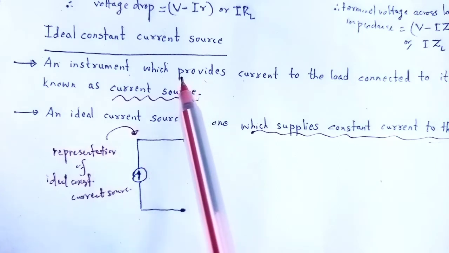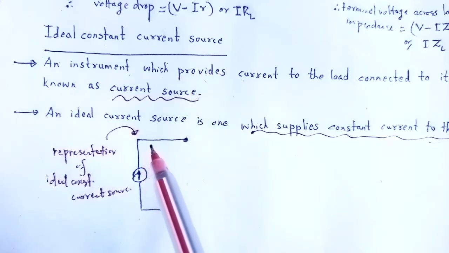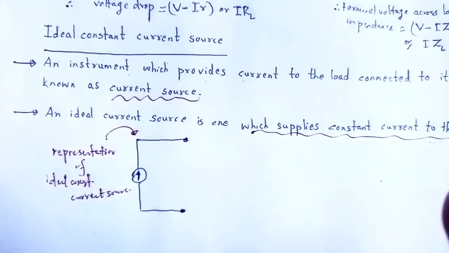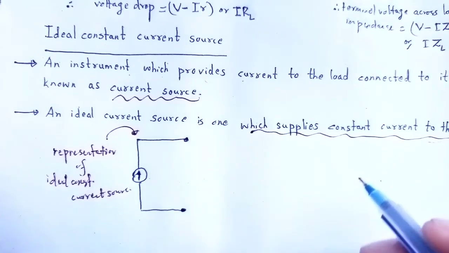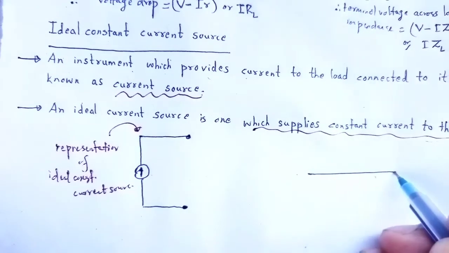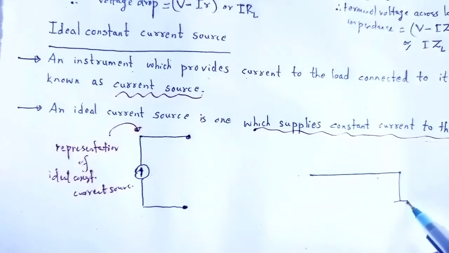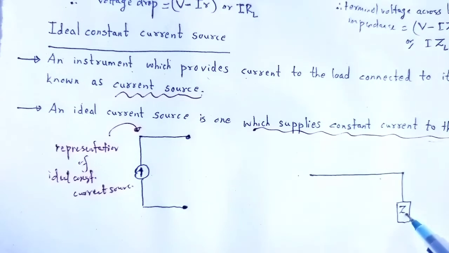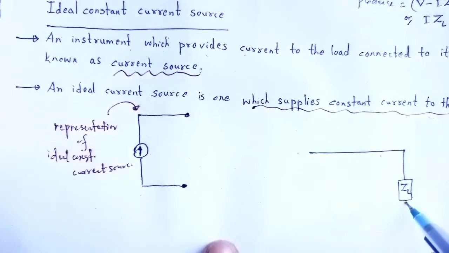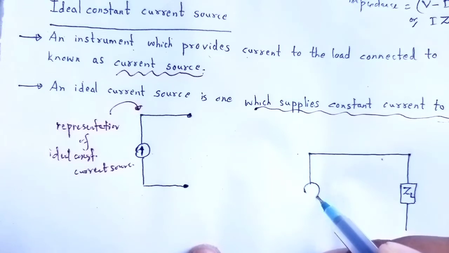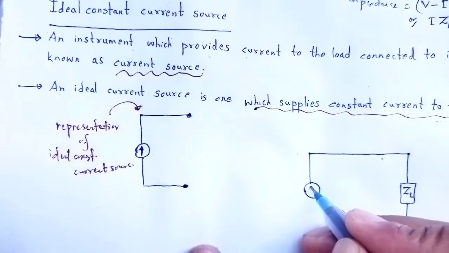A constant current source is that source which has very high internal resistance in comparison to the external load resistance. Taking a circuit here, it has a load, the impedance of the load ZL, that is connected to the ideal constant current source.